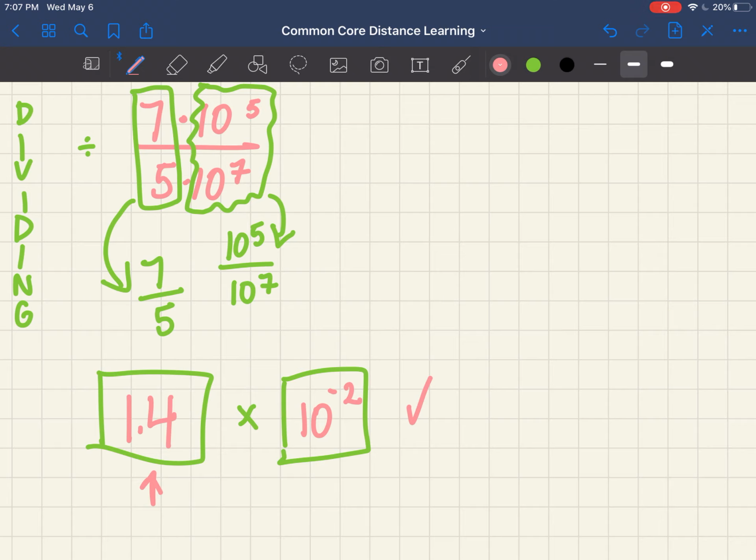So I just divided and multiplied numbers in scientific notation. Let me know if you have any questions.